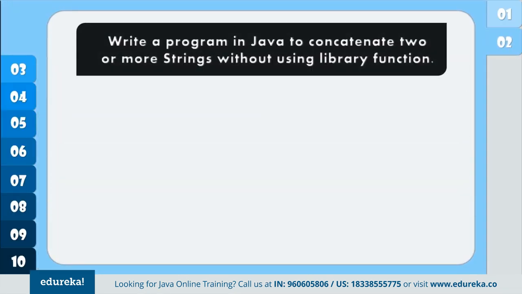The problem statement is, write a program in Java to concatenate 2 or more strings without using a library function. That is, you have to concatenate or join 2 strings without the use of the library function concat. Let's see how to do that. Here, you have to concatenate or join 2 strings without the use of the string concat library function. Let's see how to do that with the help of a code.